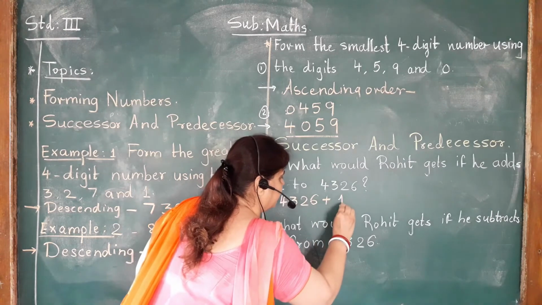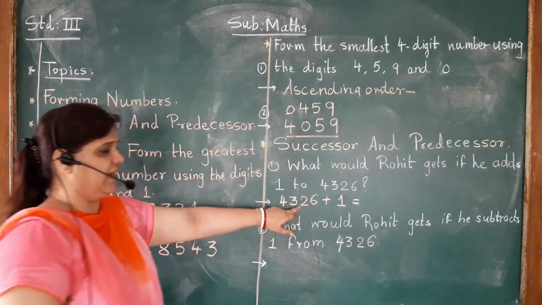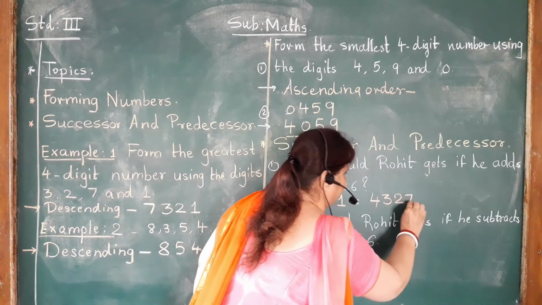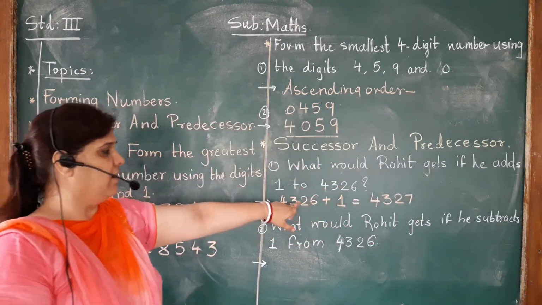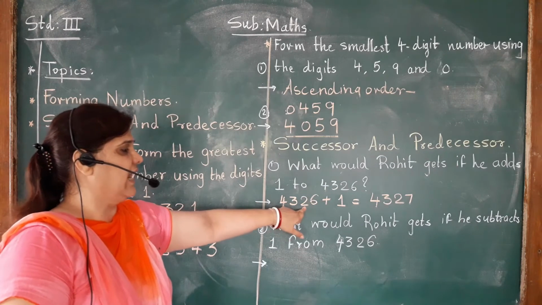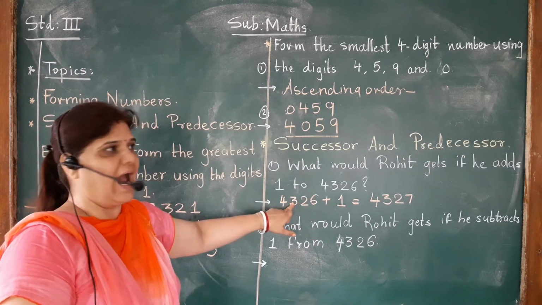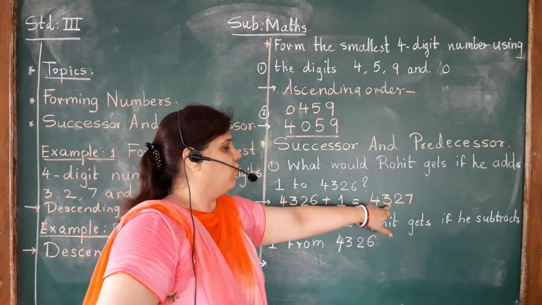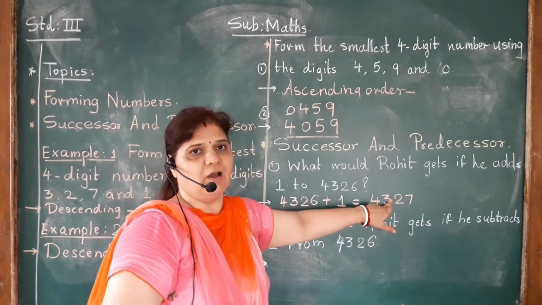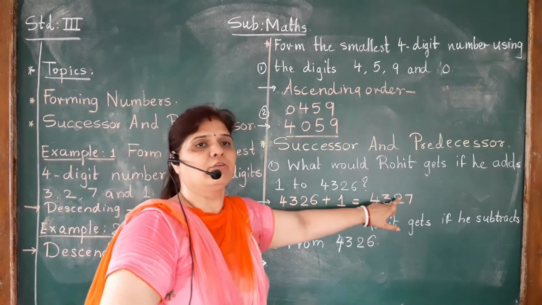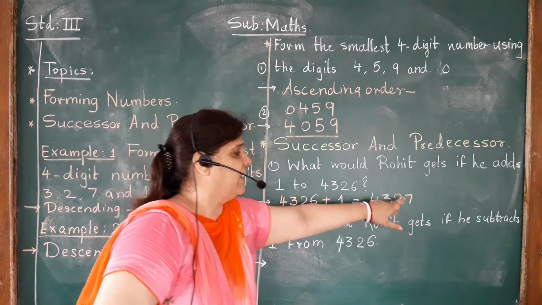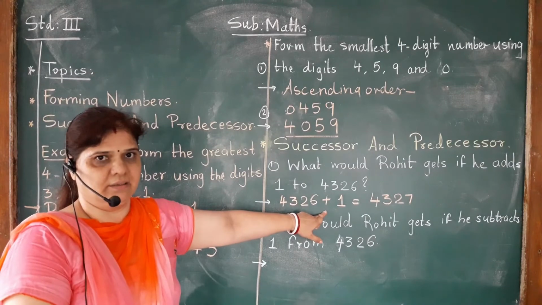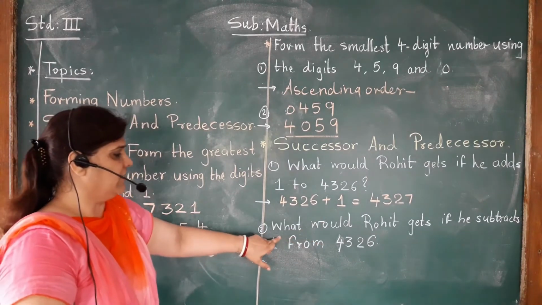4,326 plus 1. What will you get? 4,327. The number next after 4,326: if you add 1 to it, you will get the next number, that is 4,327. So 4,327 is the successor of 4,326. Got it, children?